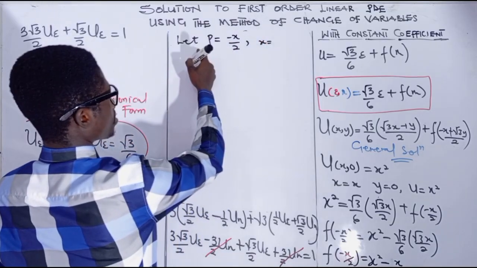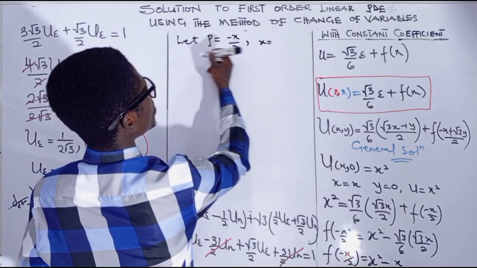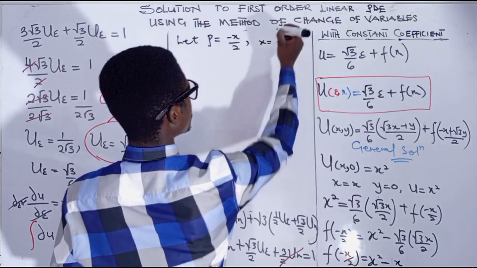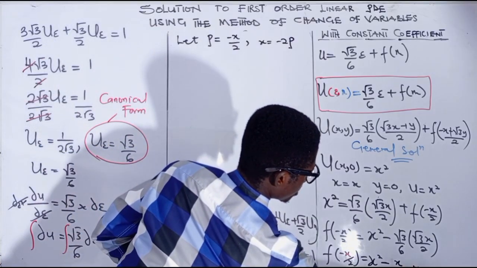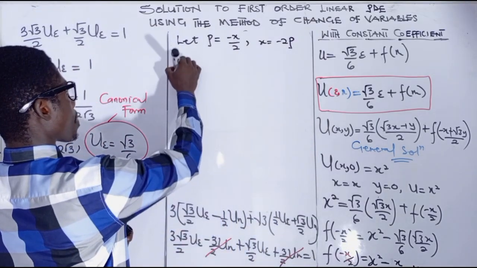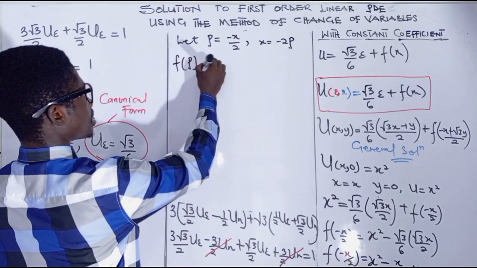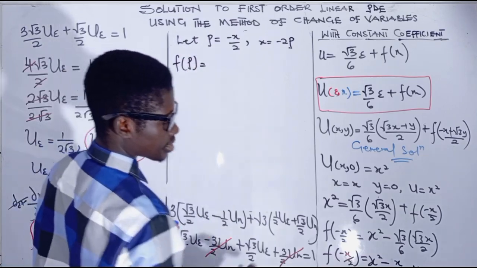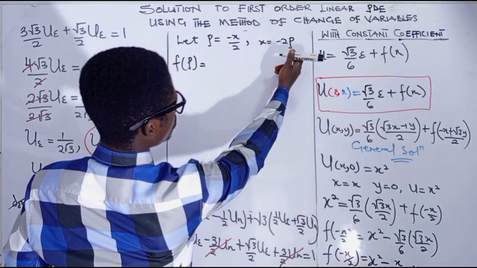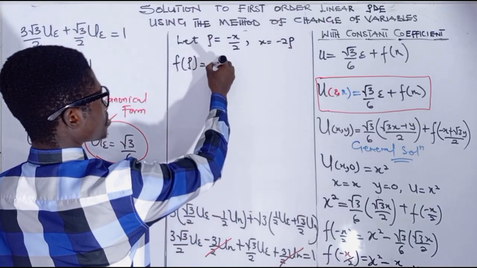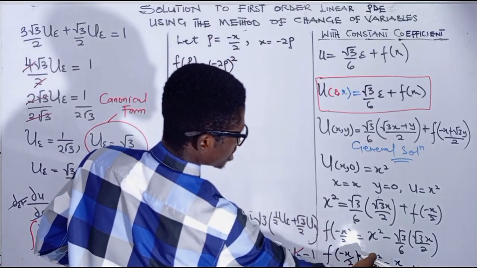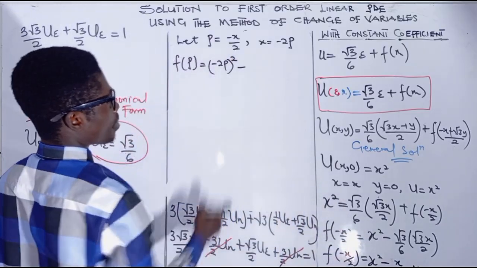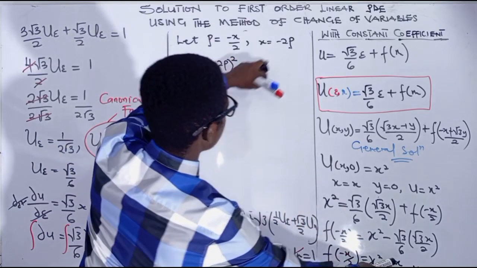So when we make x the subject, we are going to get x is equal to minus 2p. So we are going to substitute this into this equation. We have f at p is equal to, we are saying that x is minus 2p. So we get minus 2p, and all of this is squared because of this. Then we have minus x, and x is minus 2p.